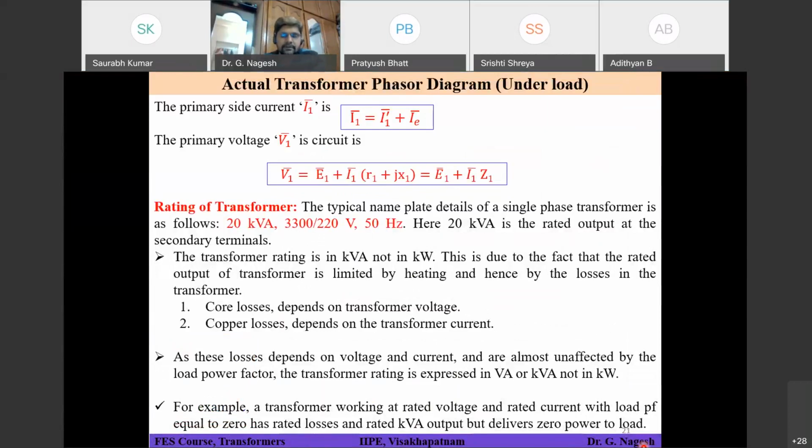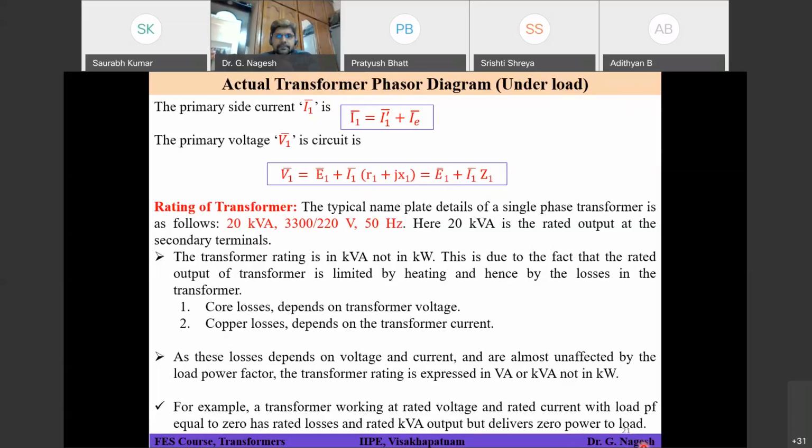So we'll go ahead with our discussion. Till now we have seen the transformer's basic operation and phasor diagram: what an ideal transformer is, and the phasor diagram for an ideal transformer under no load and under inductive load conditions. We have already seen the actual, that means real, transformer under no load condition and when an inductive load is connected.